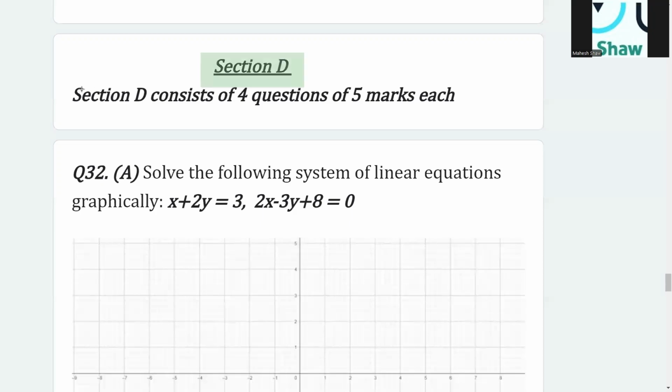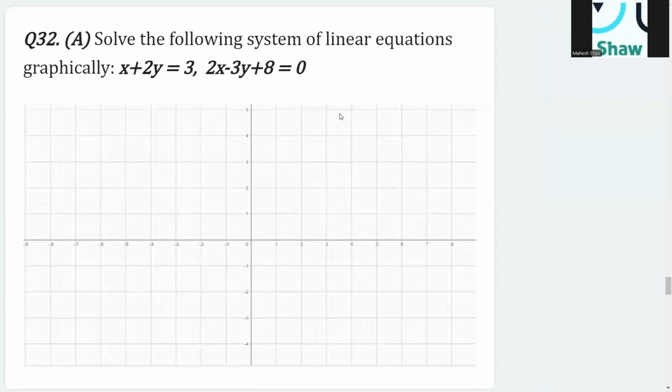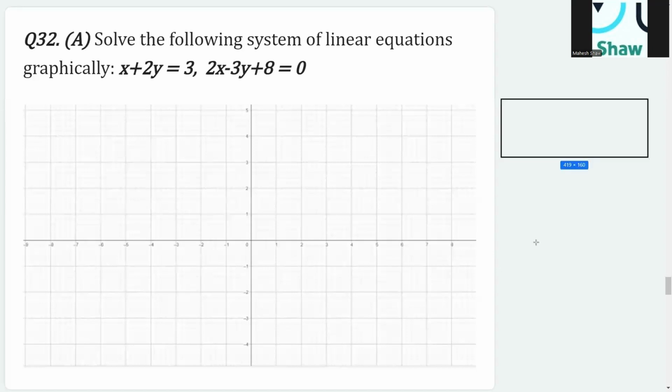Now we are on section D, and in this section D, we have 4 questions of 5 marks each. Let's begin with the first question here. In the first question, we have to solve the system of linear equations graphically. As you can see, I've already taken the graph sheet over here and plotted the x and y axis.